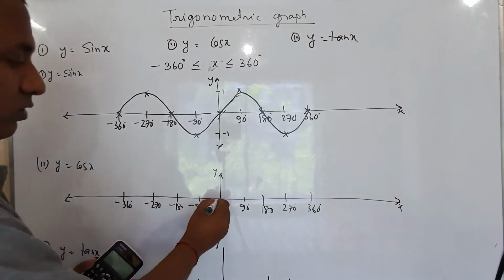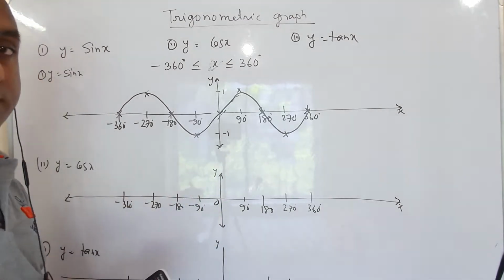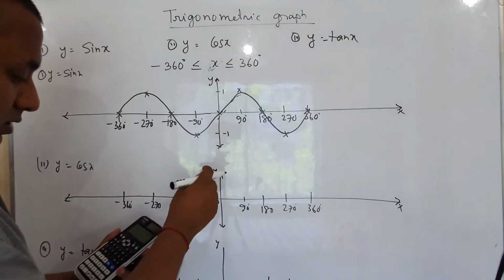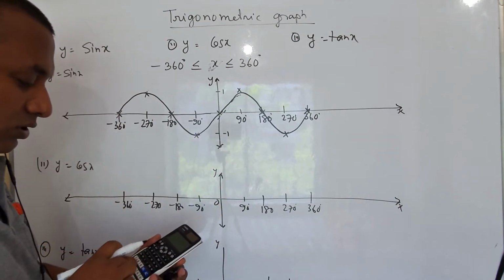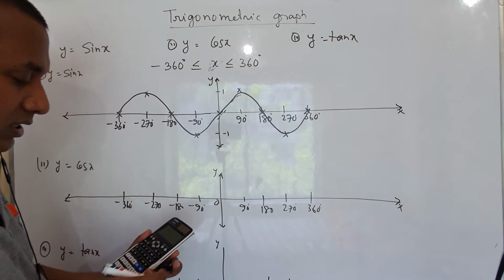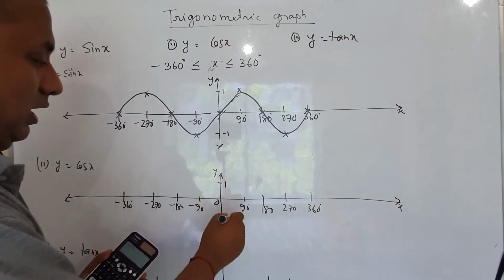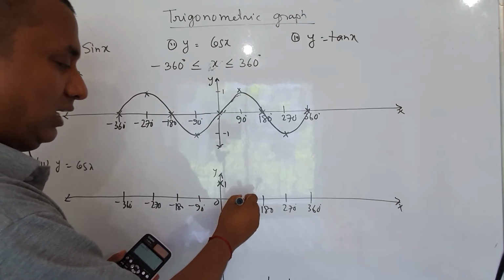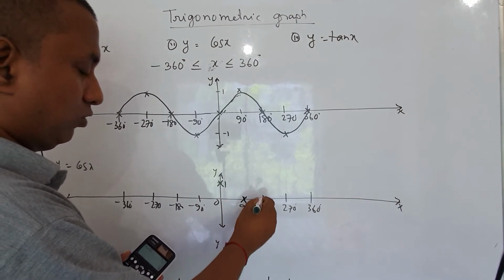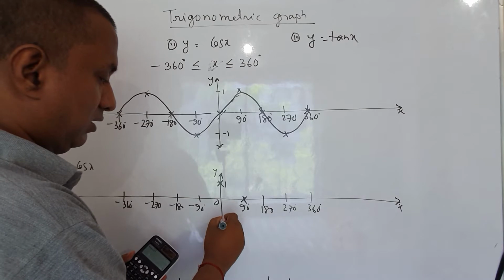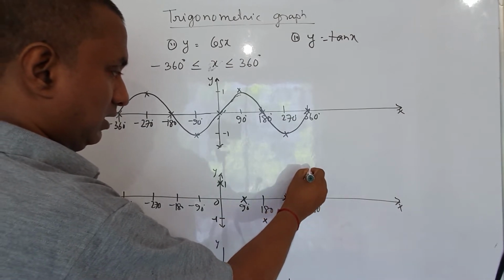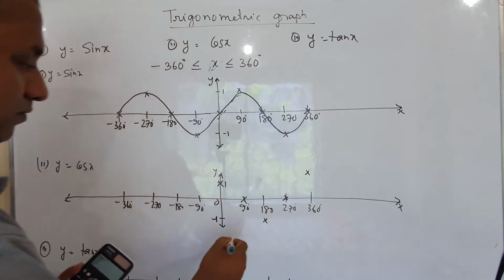This is 0. If you put 0 in the calculator, cos 0, what's the result? That is 1. If you put 90, it will be 0. Same if you go to cos 180, it will be minus 1, obviously. Cos 270 is 0. Cos 360 is 1.